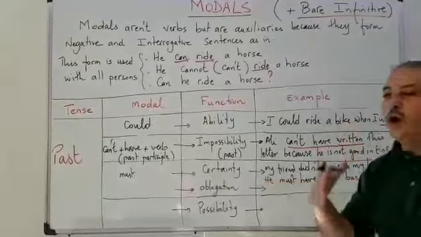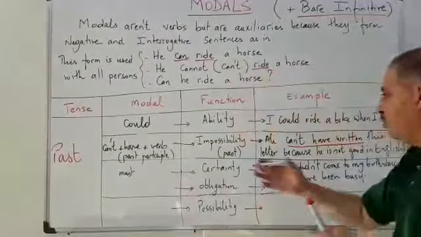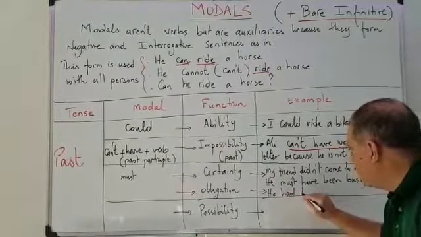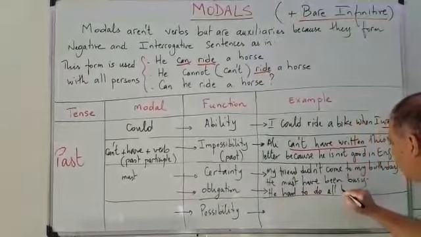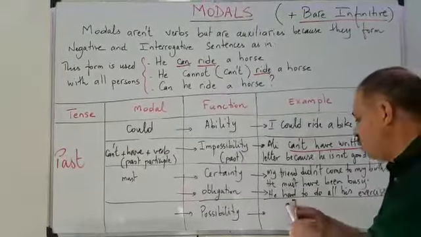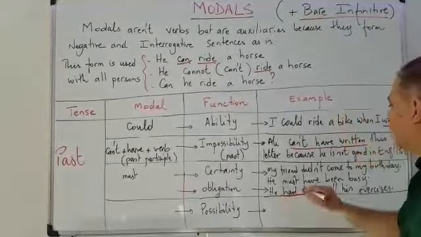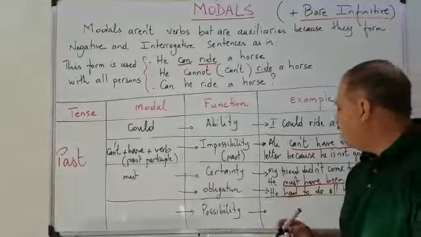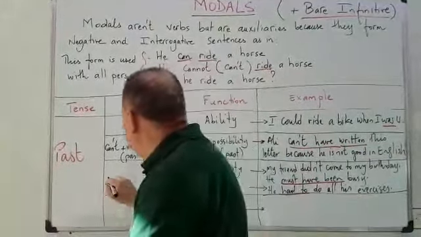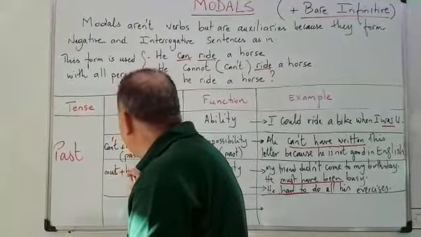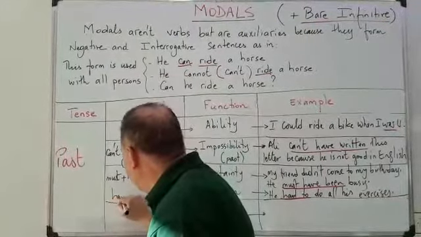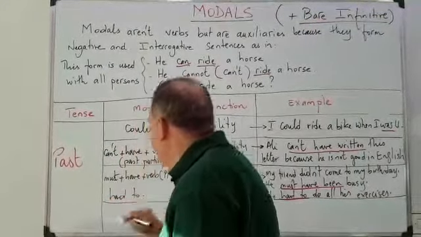So let's move now to obligation. Obligation in the past with must becomes: he had to do all his exercises, for example. So when we talk about obligation, it becomes had to. When we talk about certainty in the past, it becomes must plus have plus been, or verb in past participle. Concerning the obligation, it becomes had to.